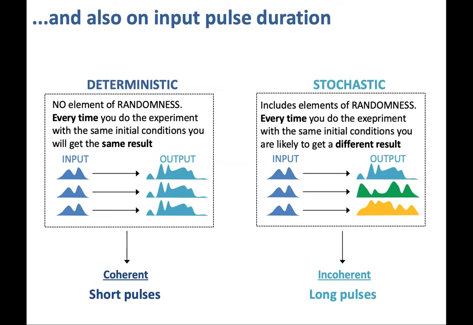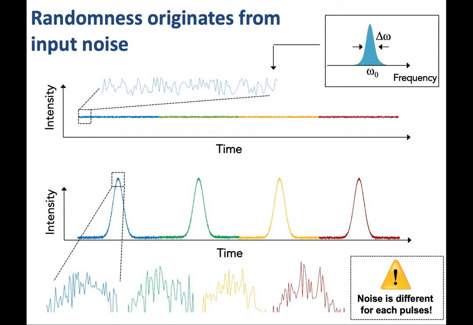And this element of randomness, which becomes visible for longer pulses, actually originates from the input noise. As you might know, short pulses produced by lasers always contain some tiny amount of noise on top of their temporal envelope. Typically, you do not see this noise when you characterize the short pulses with standard measurement techniques, but it is inherently present. And this is, of course, related to the fact that the light is being generated in the amplifying material itself.